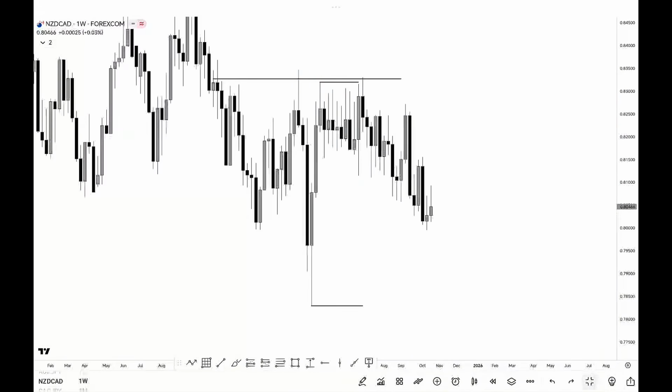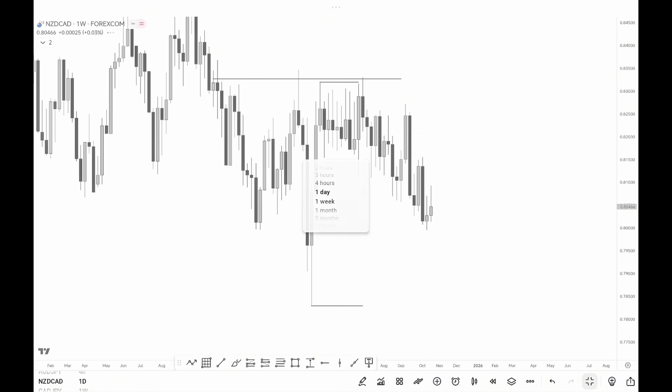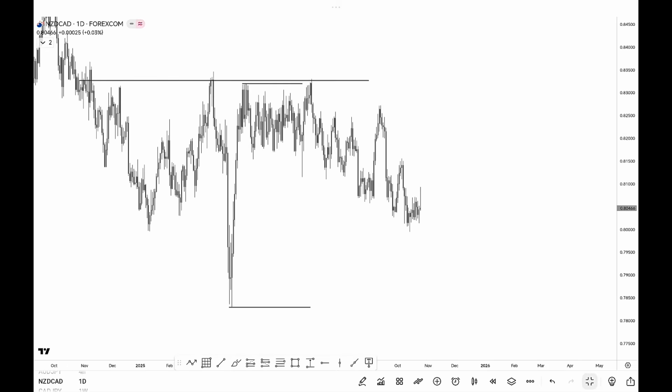Just note that. So let's investigate that. We can see if it's actually a body on a lower time frame. So let's check a daily time frame to see if it's a body. So take a look at what we have here now.